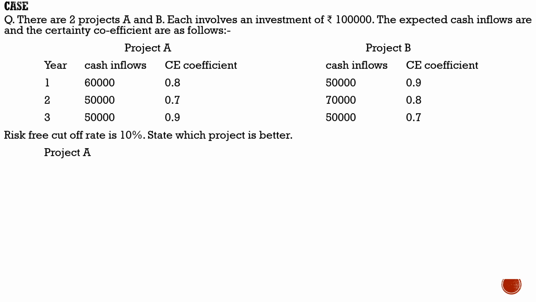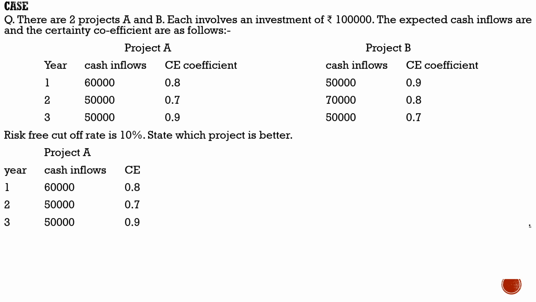First of all, let us deal with project A. Year and cash inflows are given in the question. Let us write down these details directly. So 3 years, cash inflow for the first year 60,000, second year 50,000, third year 50,000.